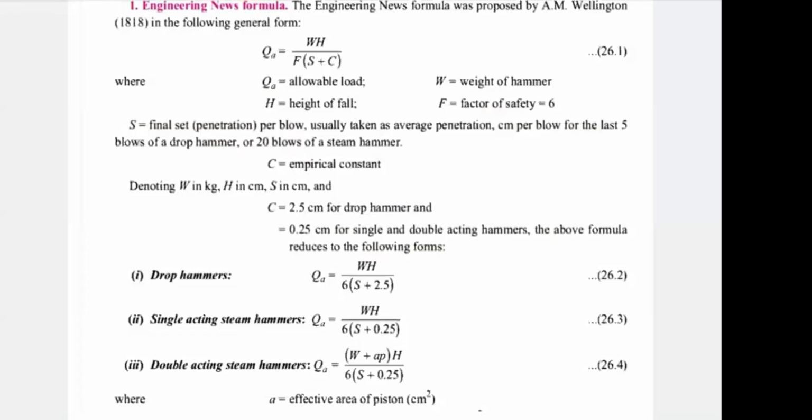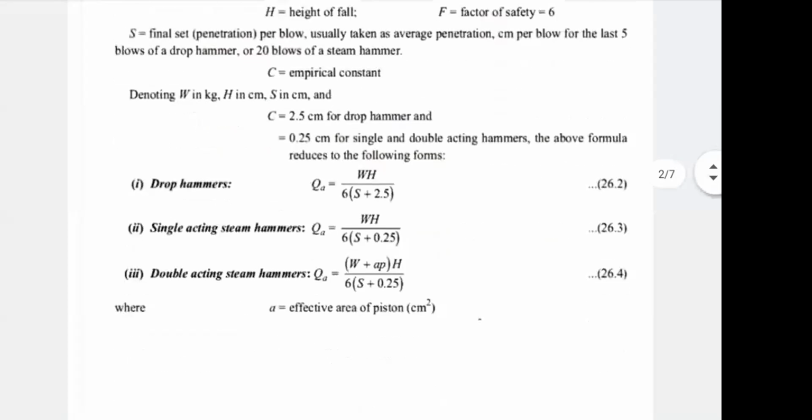So these are basic, FOS is fixed and C is going to change. The rest of the thing completely depends upon your hammer, the weight of hammer, and the height of your drop. So remember the value of C. C is nothing but the imperial constant.